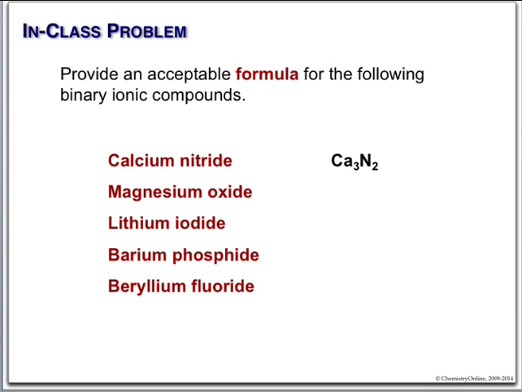Magnesium is group 2, so it's a +2. Oxygen is group 6, so it needs 2 electrons to get to 8. So it's a -2. What have we got here? +2, -2, simply MgO.